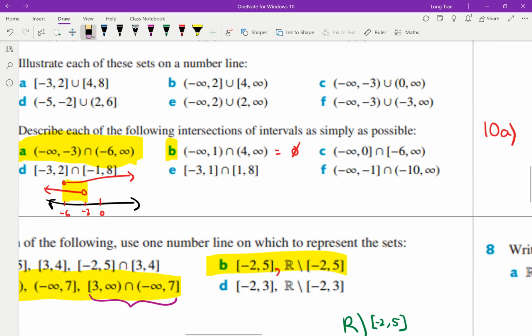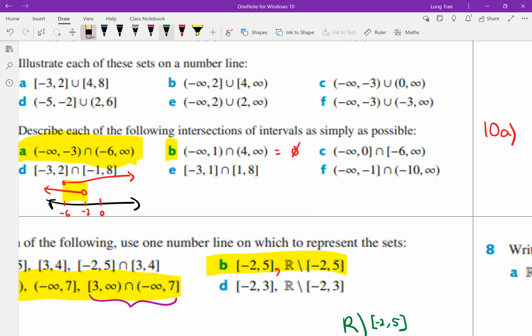And again, you can try it by drawing if it helps you to visualize. 1 is over here, 0 is here, so negative infinity goes up to here, not inclusive. And then 4, which is over here, not inclusive all the way to positive infinity. Clearly they don't intersect. Okay, so that's one way of doing it, drawing it if it helps you.